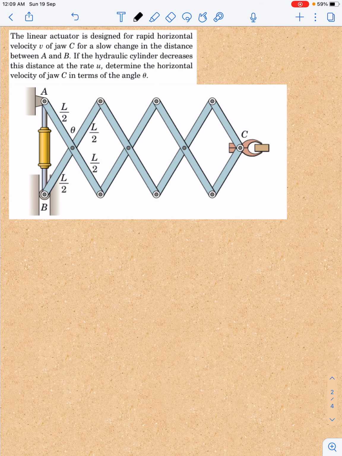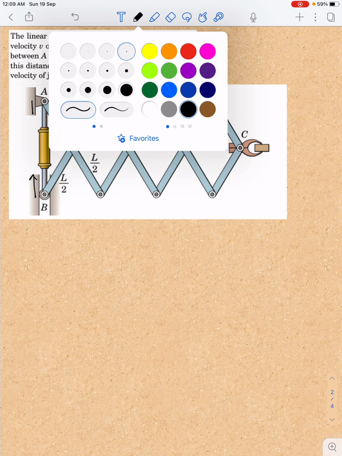This is a good question actually. In this question, you can see that there is a linear actuator where point C is moved forward, and A and B are correspondingly moving towards each other. Sorry, A is fixed, B is moving towards A. Then they are asking, if the hydraulic cylinder decreases this distance at a rate u, find the velocity of the jaw C in terms of angle theta. So let us see the technique.